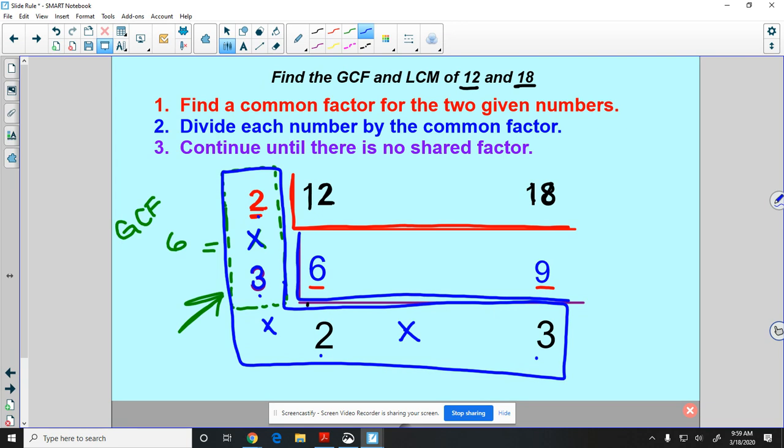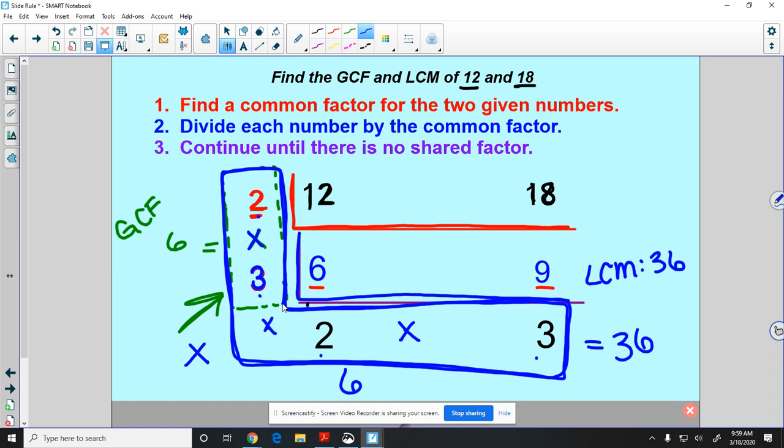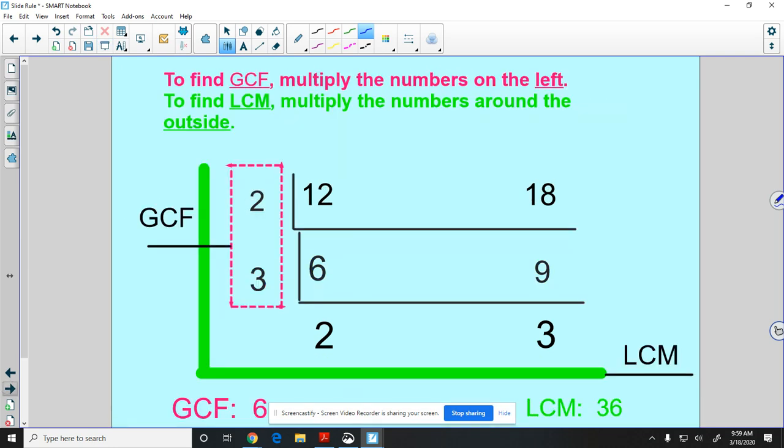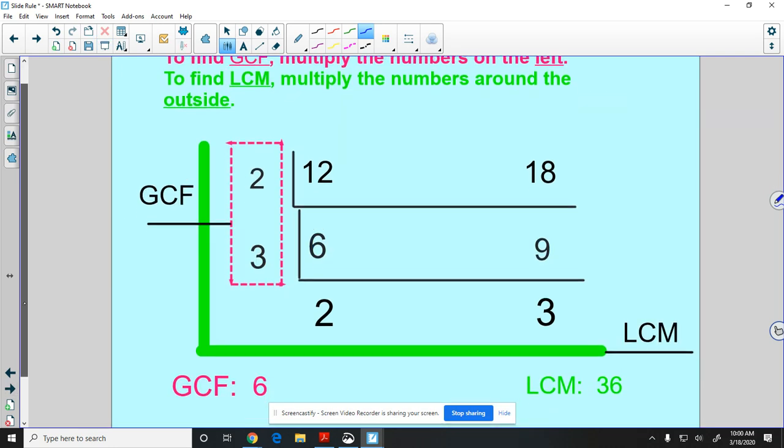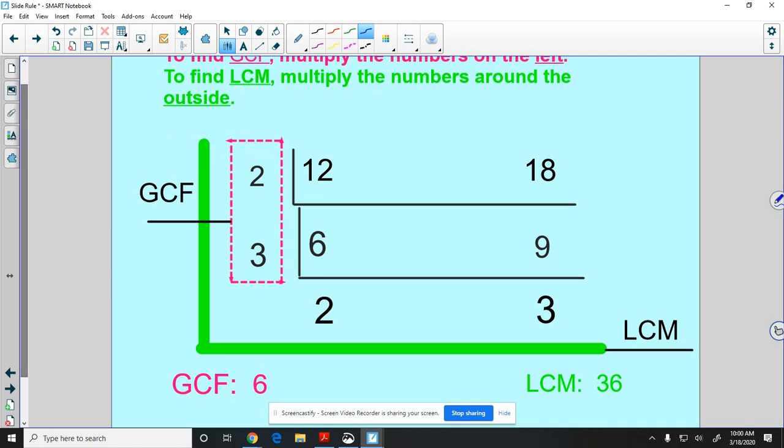Like I was saying, to find the LCM, you draw this L right here, and then we multiply all the numbers in the L together. We've got 2 times 3, which equals 6, and then 2 times 3 again equals 6. So 6 times 6 equals 36. Our LCM, our least common multiple, is 36. Here we have a pretty little diagram on how to solve for this.